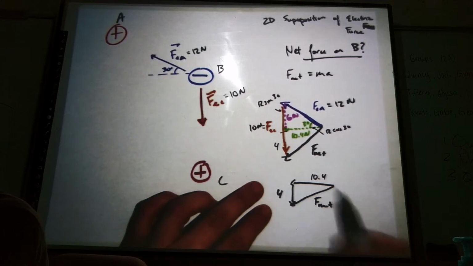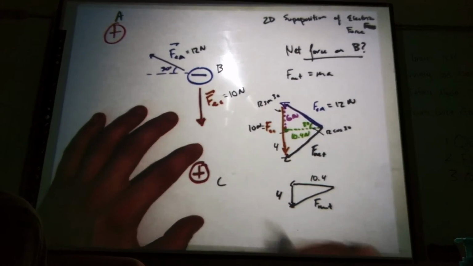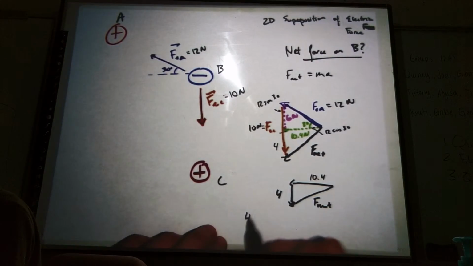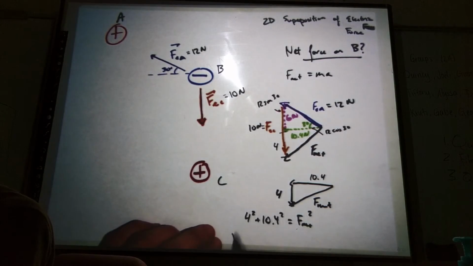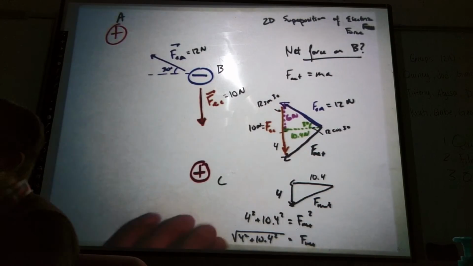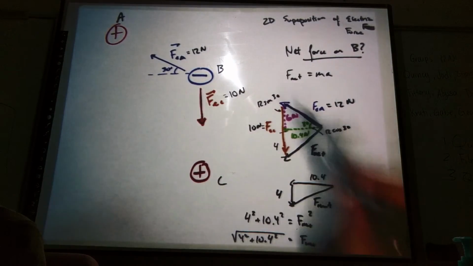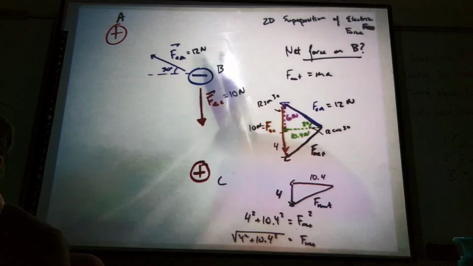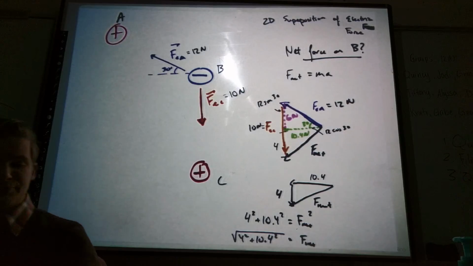I have two sides, and I want this, my hypotenuse, so I can do a little Pythagorean theorem. 4 squared plus 10.4 squared is equal to the net force squared. And I can square root all of that. And that's great, because now I could figure out maybe the acceleration of this electron, or negative charge. I didn't say it's an electron. Maybe it is.